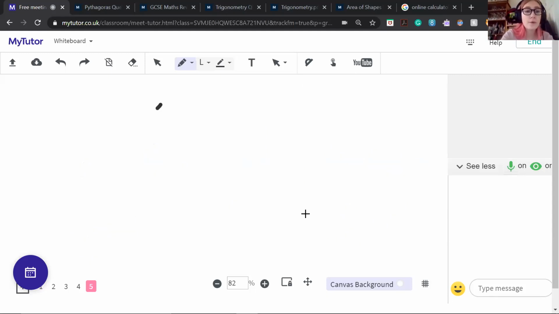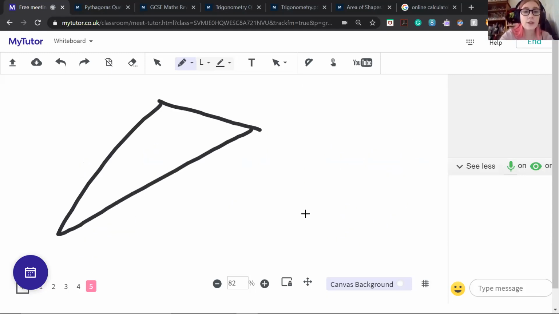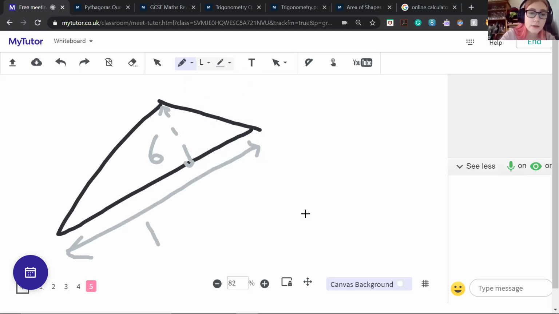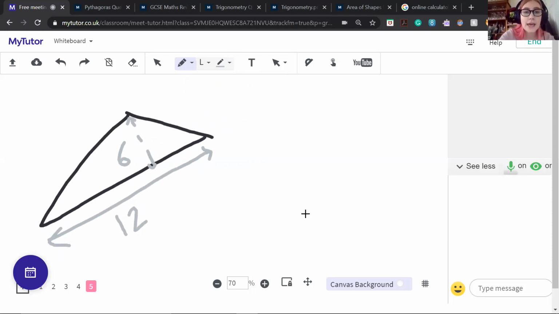Okay, brilliant. What about if we had a triangle like this, where we're told that this length here is 6, and this length along here is 12. What's the area of this triangle going to be?